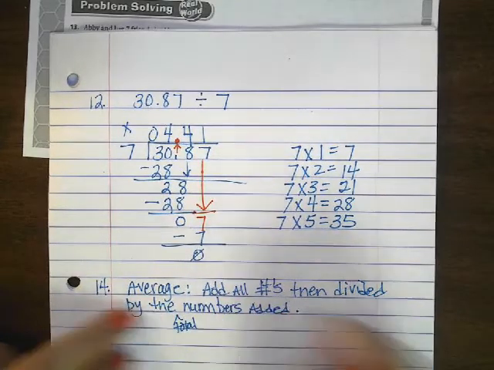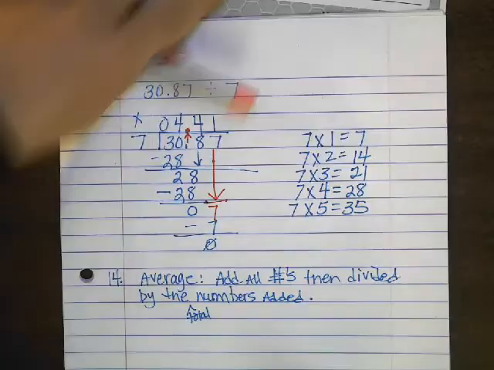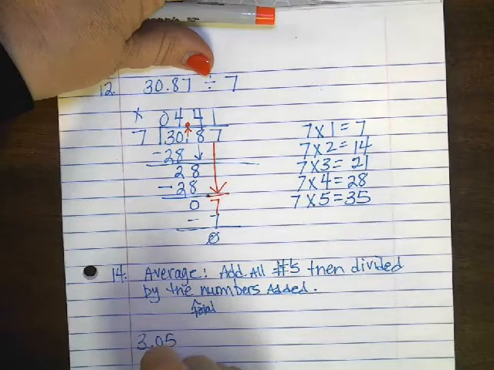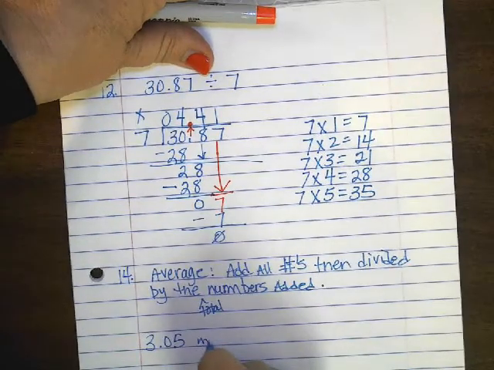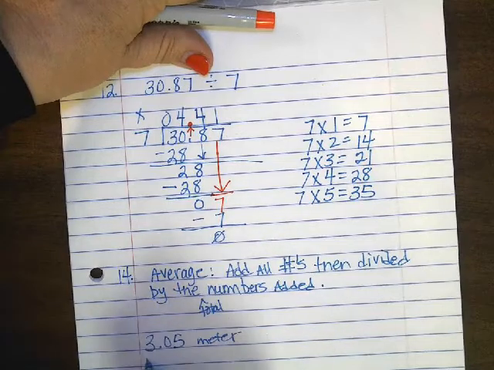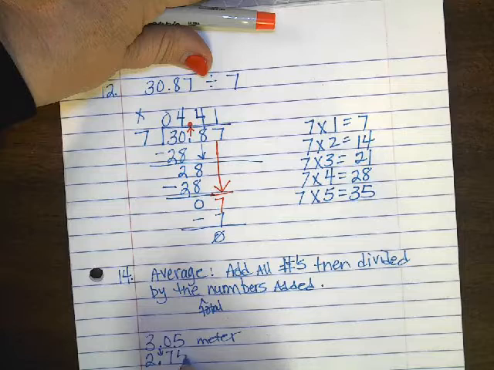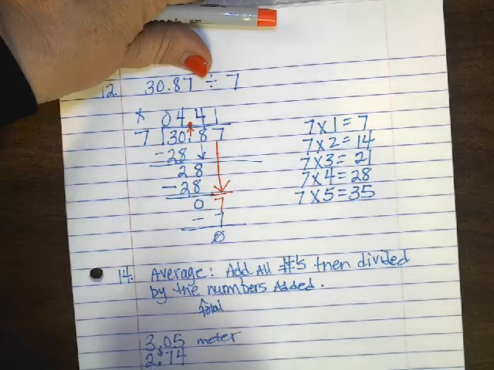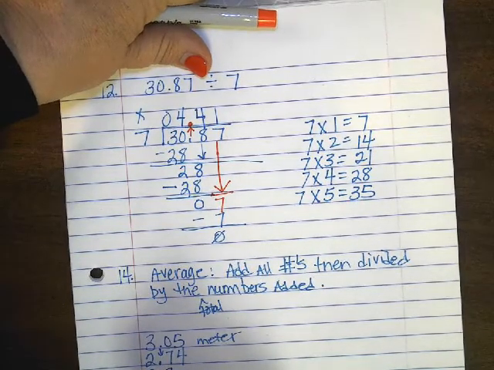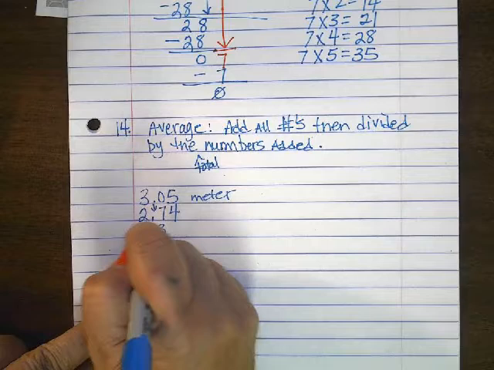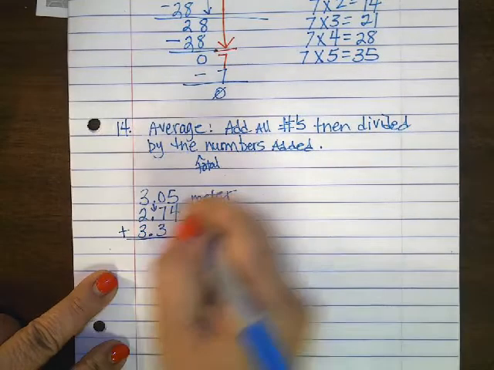And so what this means, I'm looking here and I have he jumped 3 and 5 hundredths meters. He jumped 2 and 74 hundredths meters, and I have to line up my decimals, and 3 and 3 tenths meters. And we're looking for the average. So now I went ahead and lined these up. I'm going to add these together.